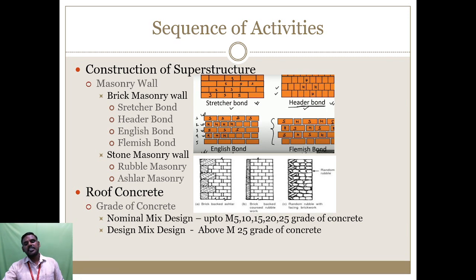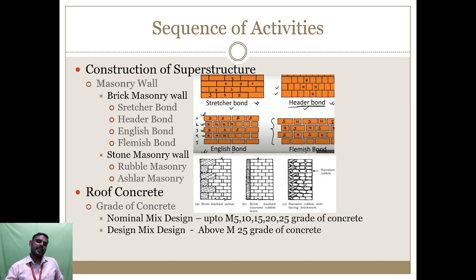Then English bond. In English bond, one course of headers will come and then another of stretchers. That is the regular practice. Regularly every mason follows English bond only. It is a successful bond, the time consumption is very less, and it is considered very fast when compared to other bonds. Then Flemish bond.